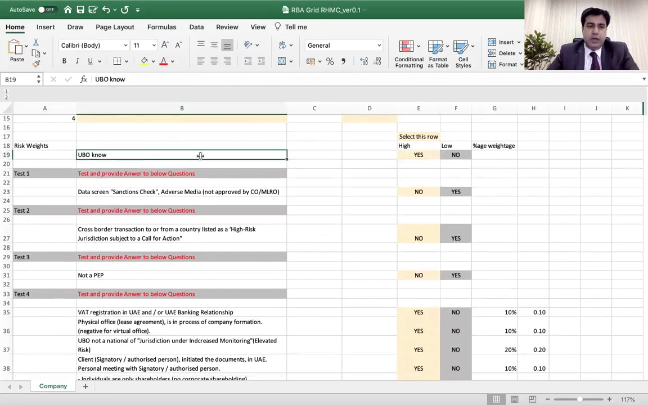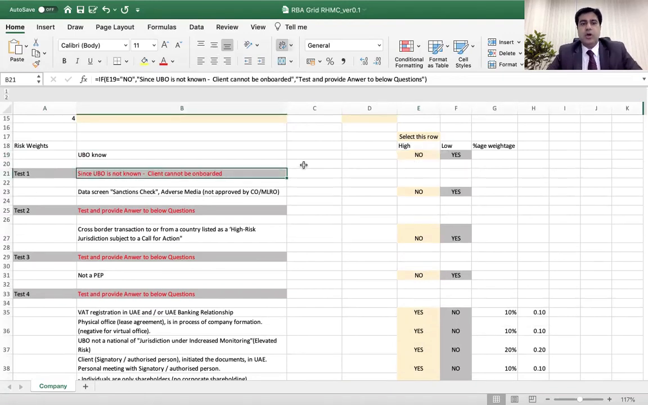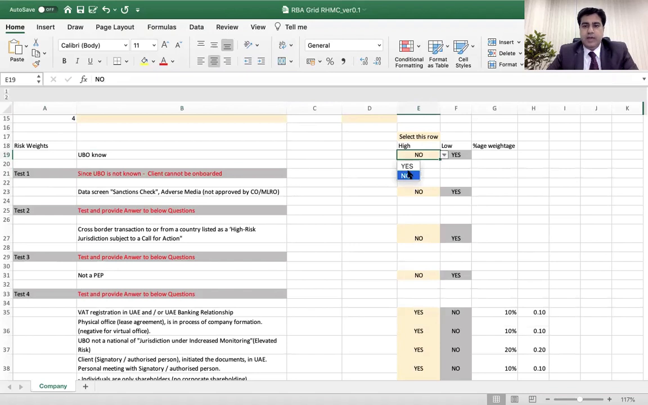For example, the first question we are talking about: UBO known, yes or no. If the UBO is known, it's fine. If it is no, you can see the answer. It says that UBO is not known, client cannot be onboarded. Now this is based on one of the risk-based approaches we have adopted for one of the clients, and this is how it is going. If I say yes, fine, it takes me to the next screen.